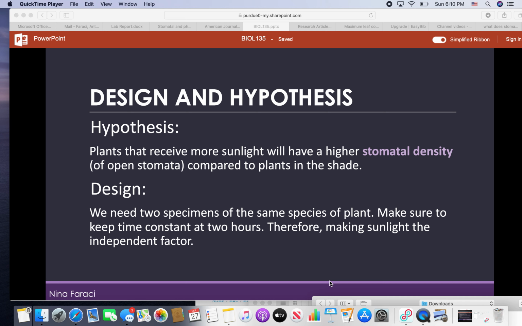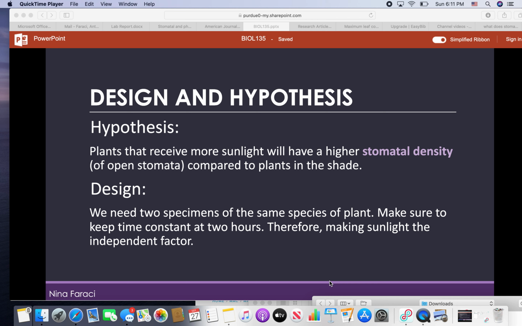We will begin on a low magnification and then increase the magnification and adjust the light to get a better view. From there, we can collect our data and make an estimate of the stomata density in each plant. Stomata density is found by using the number of stomata per millimeter squared. We would keep time constant at 2 hours.